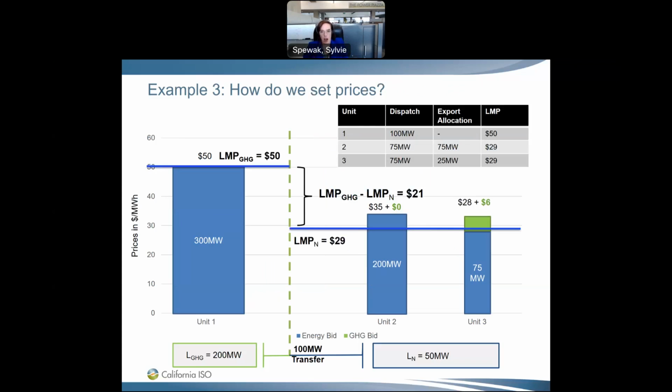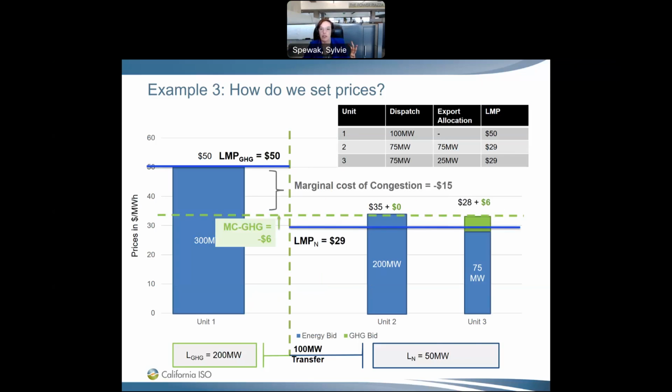What about the non-GHG area? Well, I'm actually going to cut to the chase here and tell you that the LMP in the non-GHG area is 29. And this took me a minute to really wrap my head around. So I've created another slide to explain this to you. And in the appendix, there's yet another way that you might understand it. And the BPMs also provide another way to understand it. But I like to think of this as a negotiation.